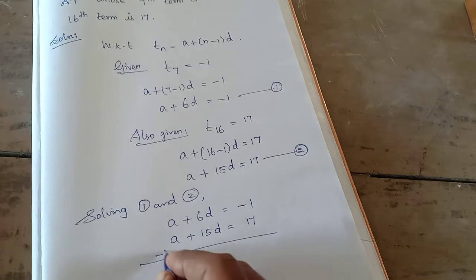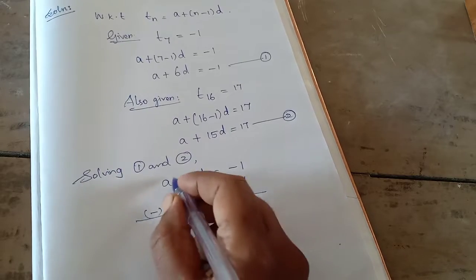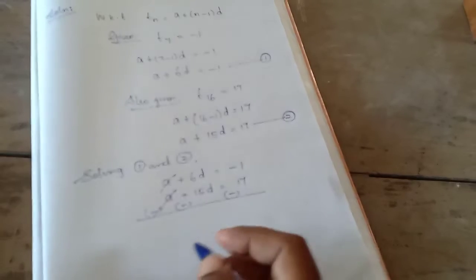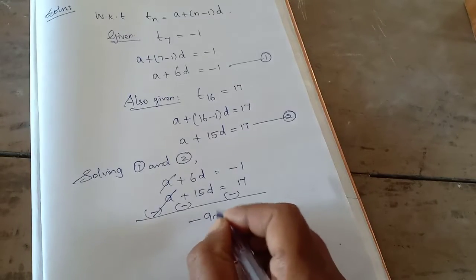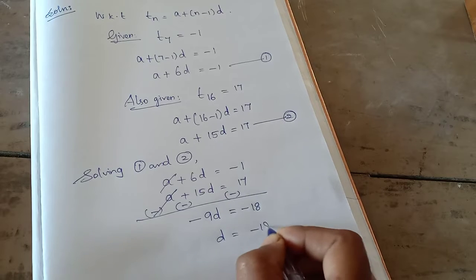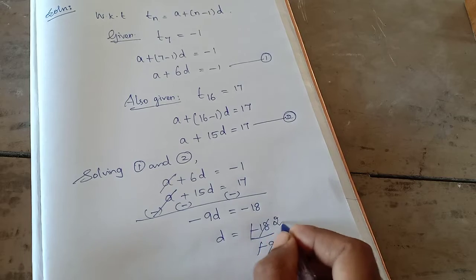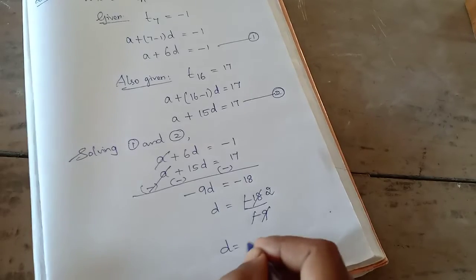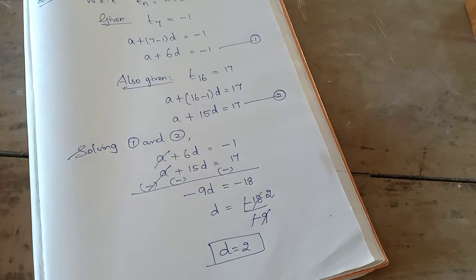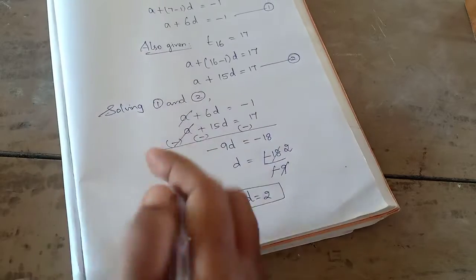So here just change the signs: minus, minus, minus. Got it? Then plus A and minus A cancel. After that, minus 9D equal to minus 18. So D is equal to minus 18 by minus 9. Minus and minus cancel, 2. So D is equal to 2. Substitute this D value in the first equation, otherwise the second equation, you will get the A value. Okay, so I am going to substitute in the first equation.